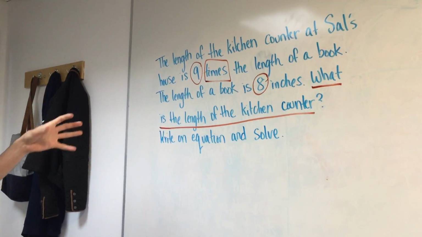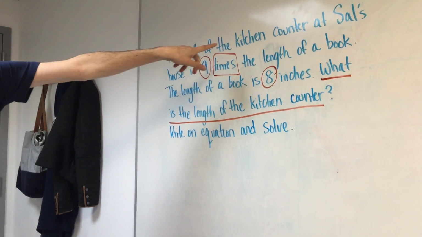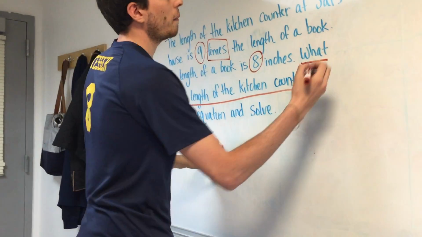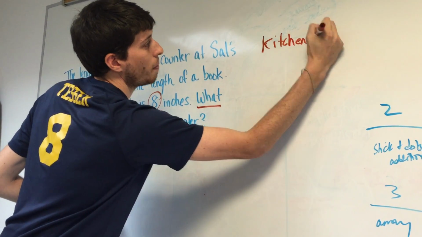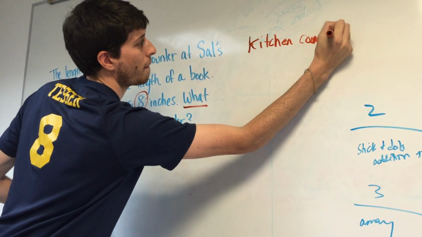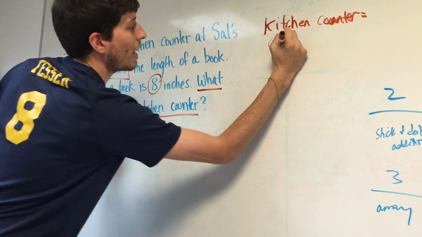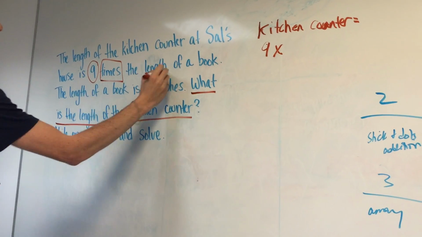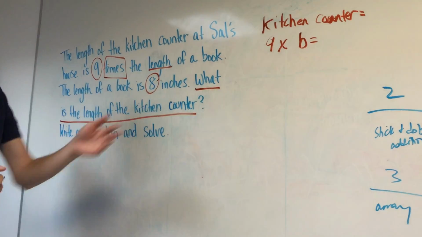So now that I annotated my problem, I'm going to start writing what I know. Well, I know that the length of a kitchen counter is 9 times the length of a book. So I'll write it over here, kitchen counter, and I'm going to write everything I know. It's 9 times the length of a book. I don't know the length of the book right now, so I'm just going to write 9 times the book. I'm not quite sure what that is.